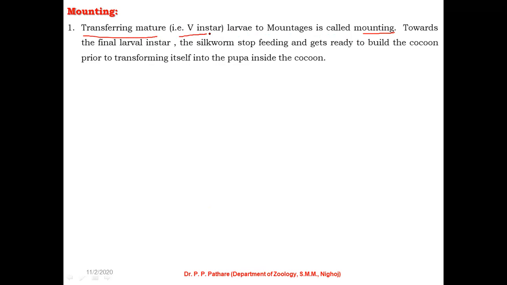Here the fifth instar larva is transferred into the mountage, which is called mounting, towards the final larval instar. The silkworm stops feeding. Read this carefully. The silkworm stops feeding and gets ready to build the cocoon. If mounting starts, the spinning of the cocoon will start, prior to transforming itself into a pupa inside the cocoon. These are the mounting stages.